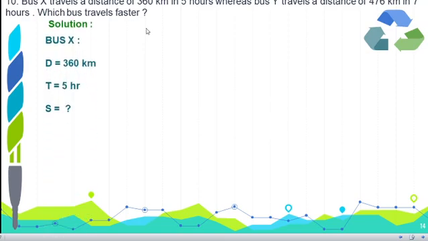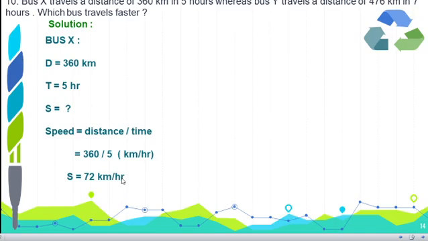First we note down the values. This is first bus X, distance 360, time 5 hours, speed we want to find out. What is the formula? Speed is equal to distance traveled by time. Here what is distance? 360 divided by time 5 hour, so kilometer per hour. When we divide these values, finally we will get 72 kilometer per hour.